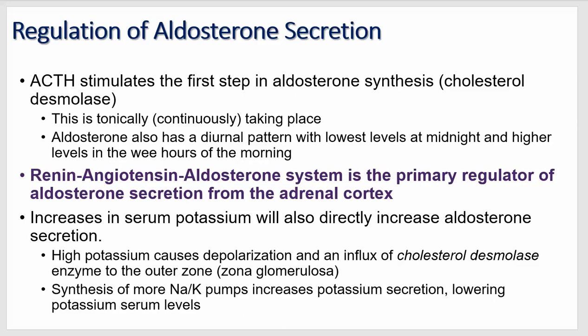All right. So regulation of aldosterone secretion. So ACTH stimulates that first step in the aldosterone synthesis. So do you remember that? Do you remember that ACTH went down and it activated that cholesterol desmolase enzyme? This is our cholesterol. It did that first step, and then those all went to different areas. Okay, but that first step is stimulated by ACTH. And it's always kind of continuously taking place.